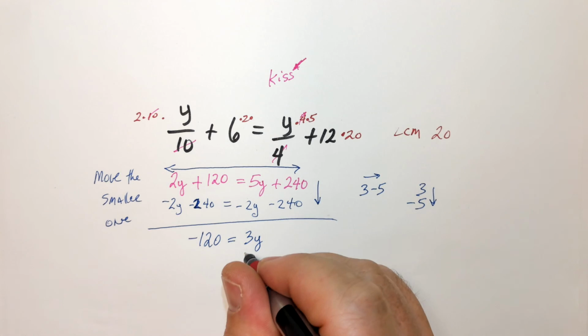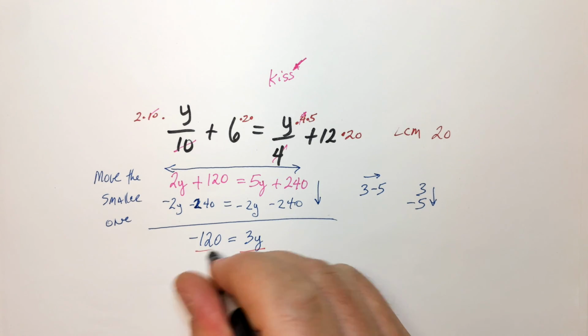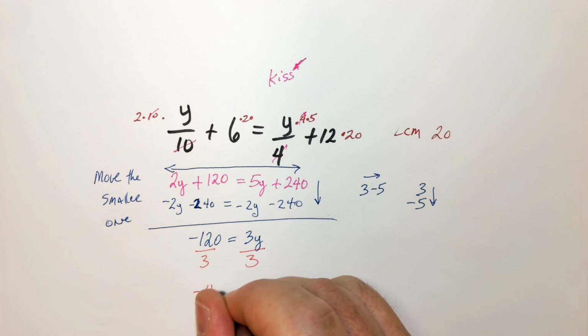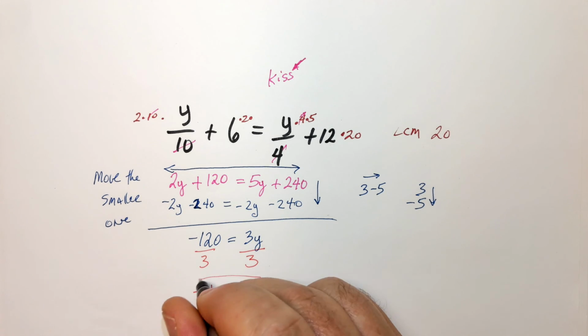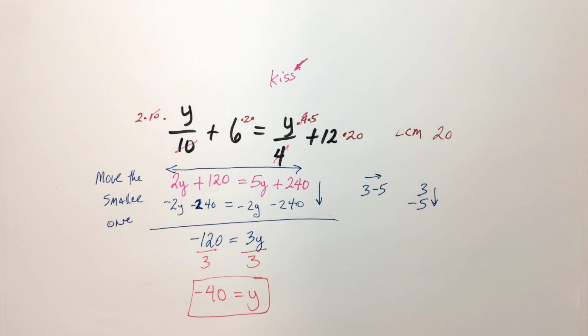Alright. Divide by 3, divide by 3. And there you go.